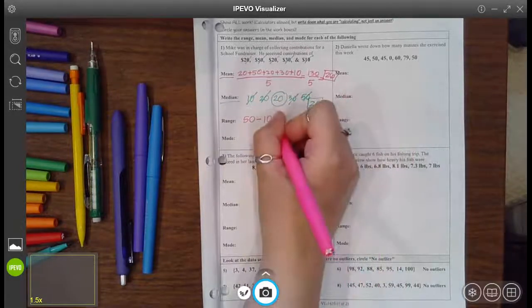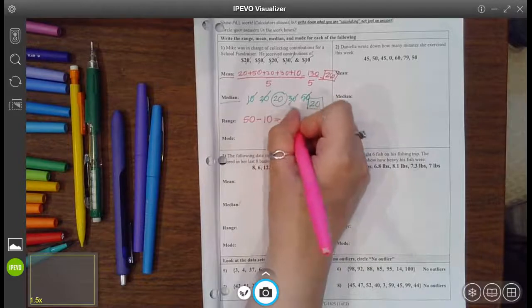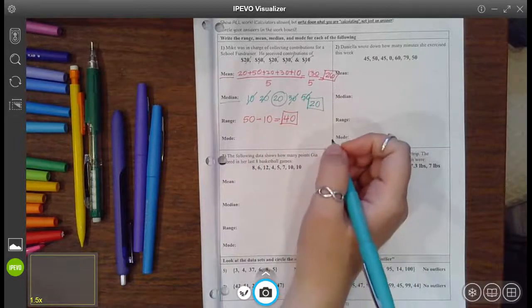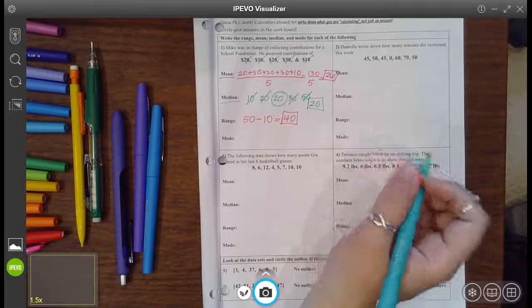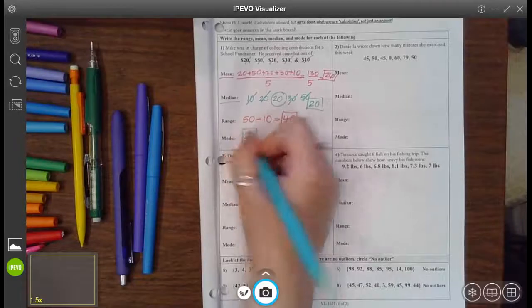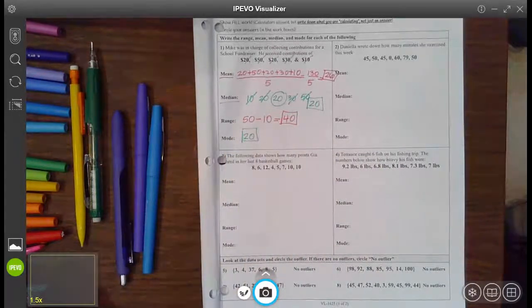Okay, the range, take your biggest minus your smallest, which is nice after you do the median, right? Okay, so 50 minus 10 is 40. So that's the range of your whole data set. The mode, which one happened the most? Well, only one of them occurred more than once, and that was 20. So 20 is your mode for that data set.